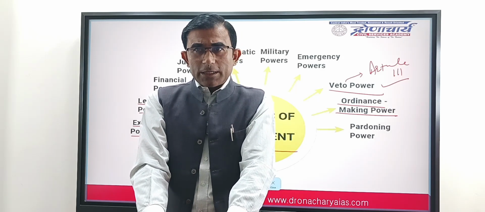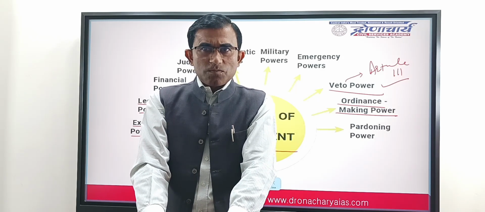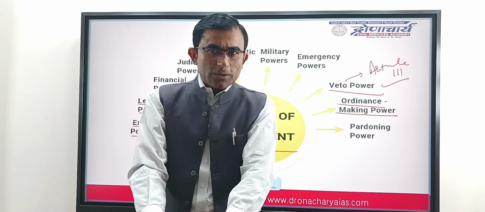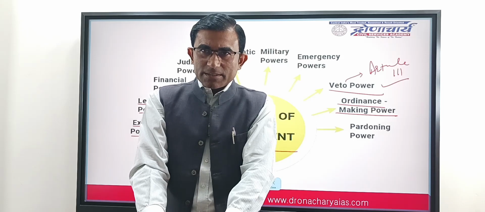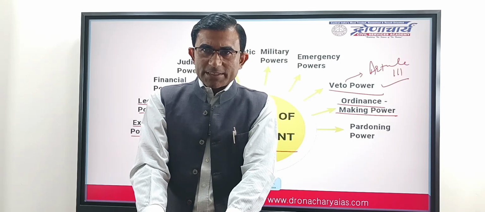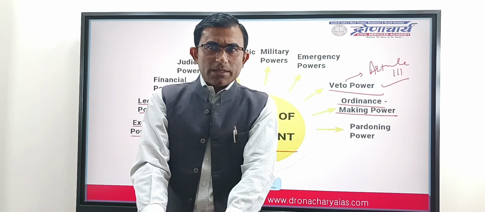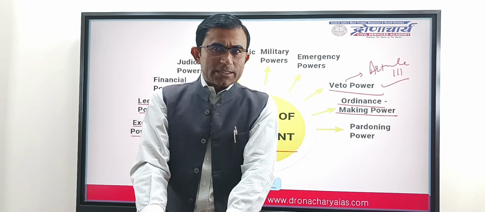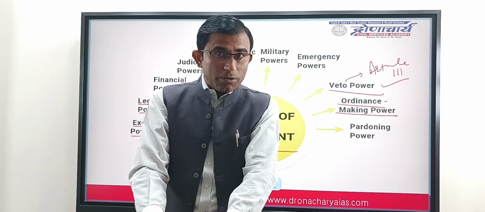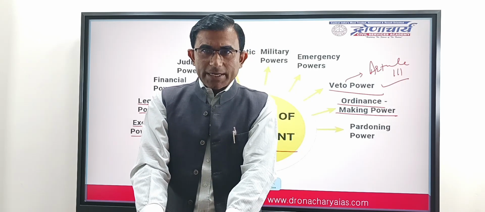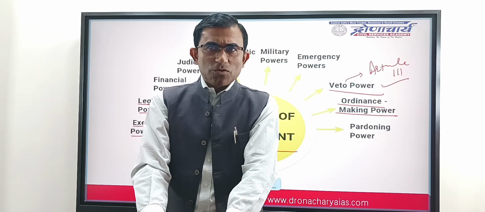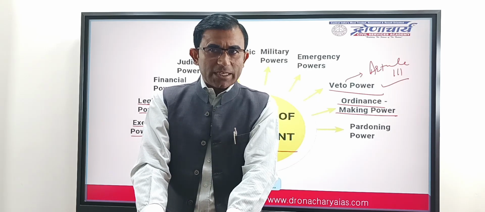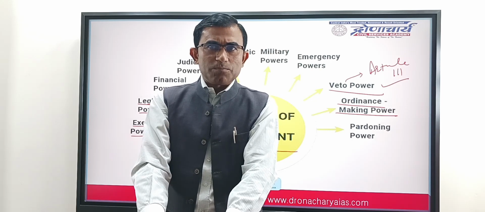When a bill is presented to the President for his assent, he has three options. First option is give assent. Second option is withhold assent. Third option is return the bill for reconsideration of the Parliament, except money bills. However, if the bill is again passed by the Parliament with or without amendments and again presented to the President, he must give his assent.